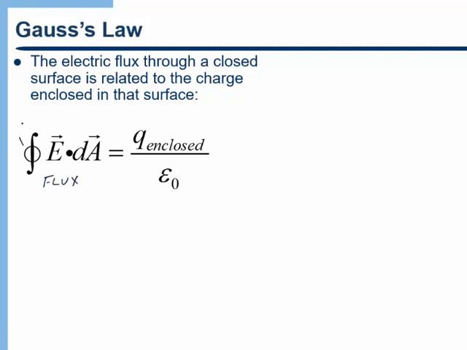Remember that the circle on the integral here simply means that we're looking at the flux through a closed surface, something like a sphere or a cylinder or a box. On the right-hand side, we have the amount of charge enclosed in that surface, and then we also have our new constant epsilon naught.